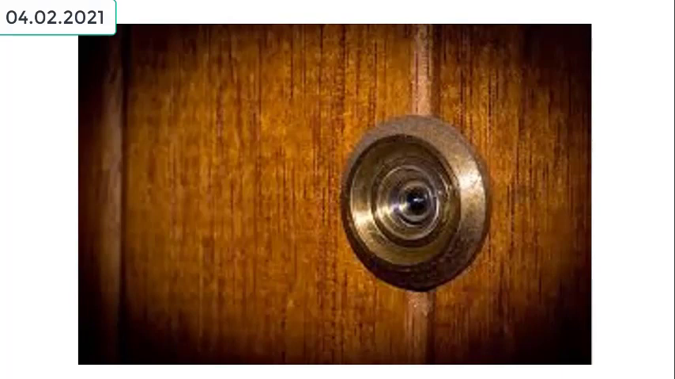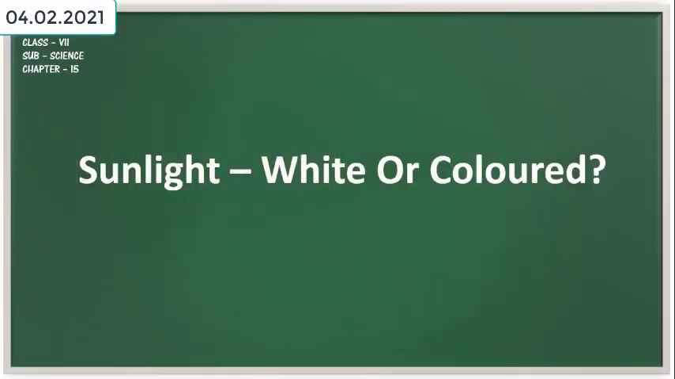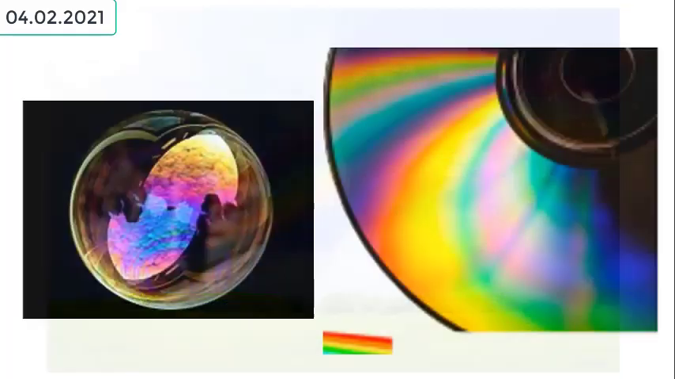Now our last topic, which is sunlight, white or colored. We might have noticed a rainbow which usually appears after the rain when the sun is low in the sky. An arc of 7 colors seen in the sky is known as rainbow. The 7 colors of rainbow are red, orange, yellow, green, blue, indigo and violet.